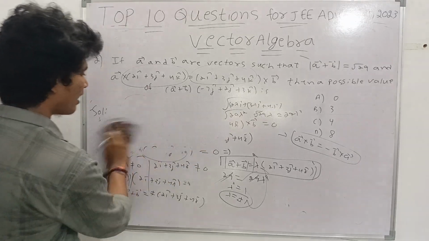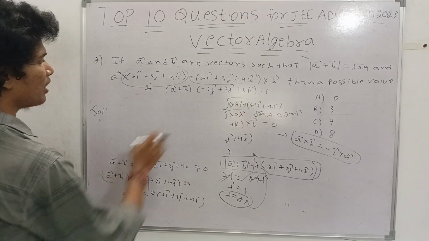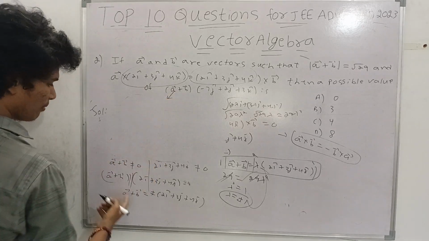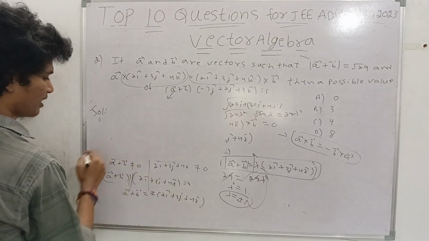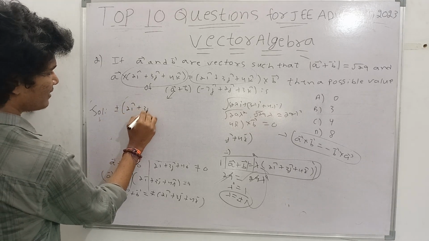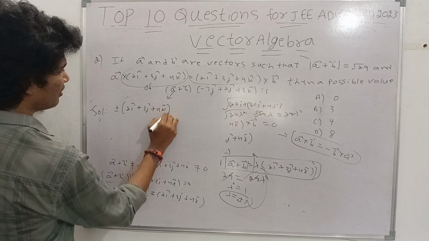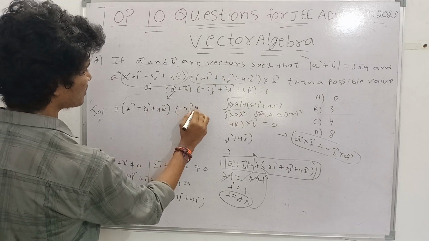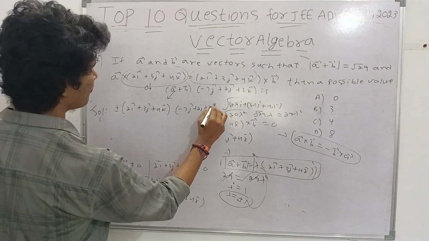Up to now the question is completed, but now we have to do this thing. That is a bar plus b bar. Now I am taking plus. Suppose if I take plus 2i cap plus 3j cap plus 4k cap, this is one thing. Dot product of minus 7i cap plus 2j cap plus 3k cap.